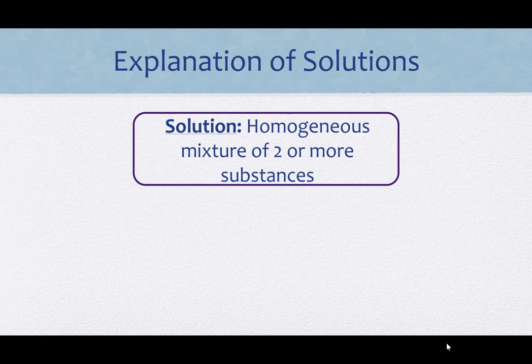So the classic example of that would be coffee with creamer. When you look at a cup of coffee with cream in it, it just looks like a tan substance. You can't tell where one thing starts or stops.